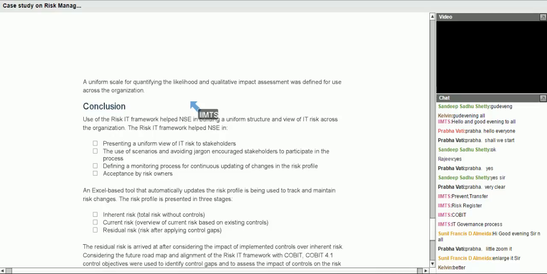So, conclusion: use of the Risk IT framework helped National Stock Exchange in building a uniform structure and view of IT risk across the organization. The Risk IT framework helped National Stock Exchange in presenting a uniform view of IT risk to stakeholders. Use of scenarios and avoiding jargon encourage stakeholders to participate in the process. Third, defining a monitoring process for continuous updating of change in the risk profile. Fourth, acceptance by risk owners.